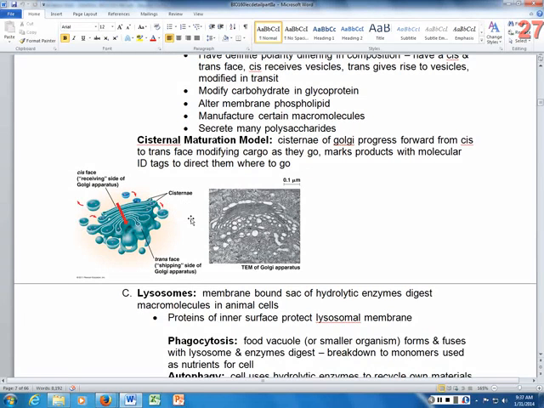So anyway, with the cisternal maturation model, it goes in one side, comes out the other, and it's different on the other side. A lot of times the Golgi is going to put an identification tag on it that says, take your garbage here.